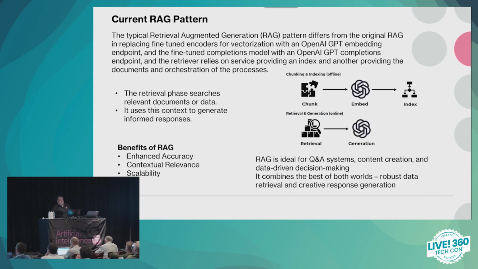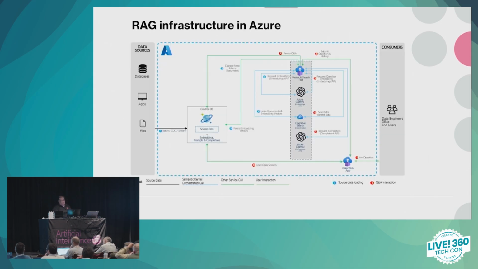In general, we notice that RAG is very much ideal for Q&A question systems, like customer service, stuff like that, content creation, blogs, press releases, marketing, newsletters. It works very good for that. And data-driven decision making. It combines the best of both worlds, the robust data retrieval and the creation, of course, of the response generation itself.